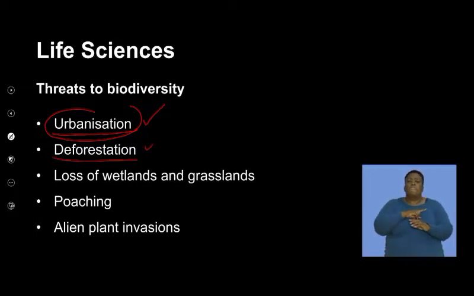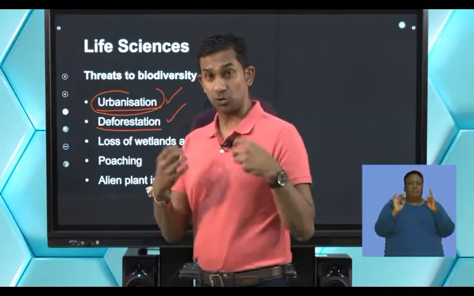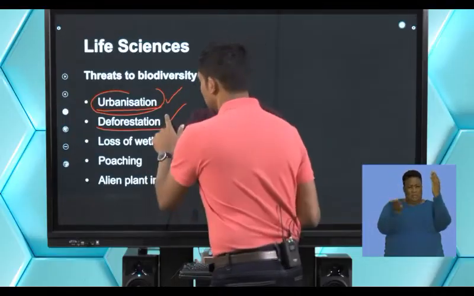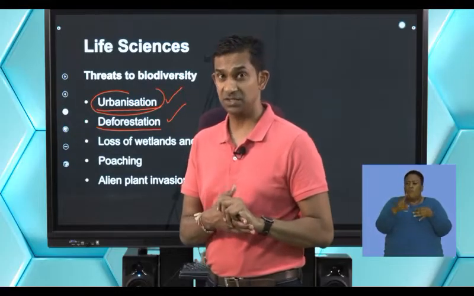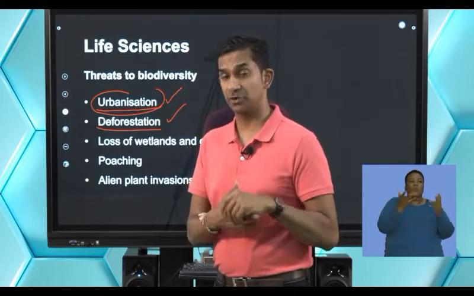Deforestation, the removal of trees to clear land for housing as well as to grow more crops, means that we're losing forest, and this in turn means that we're disrupting the natural habitat of these animals. And so where do the birds now go off to?